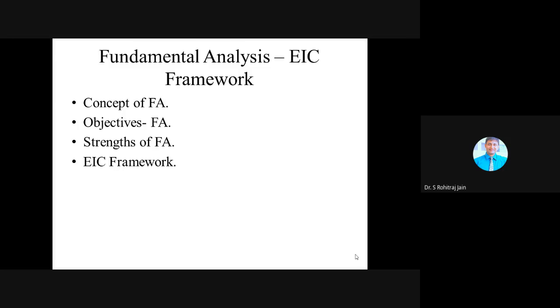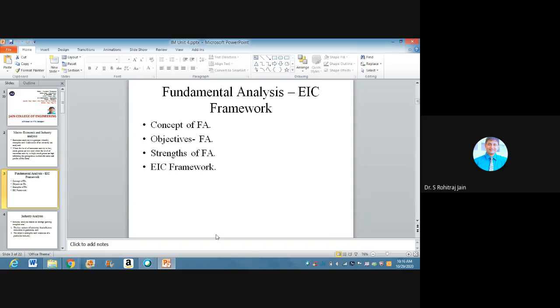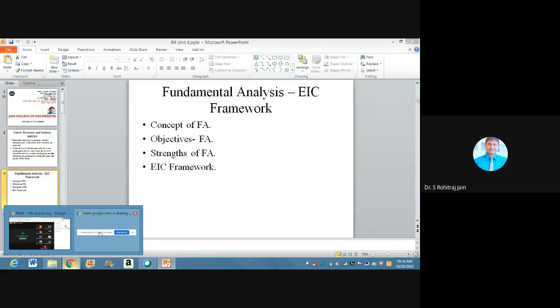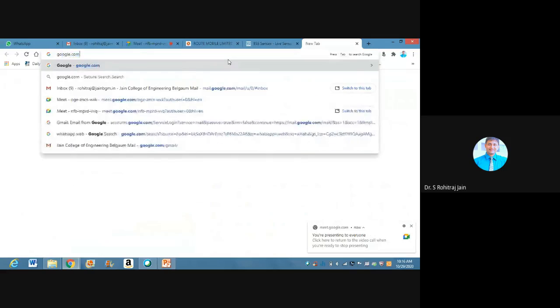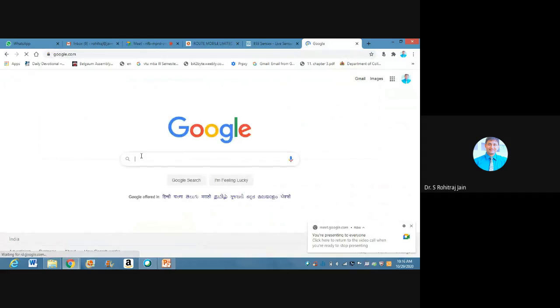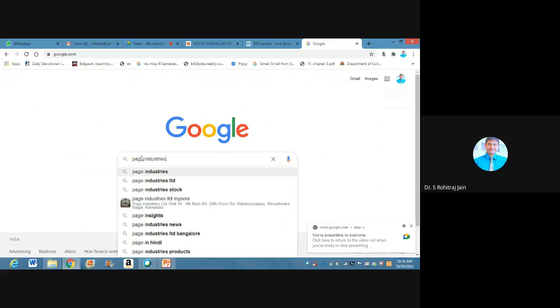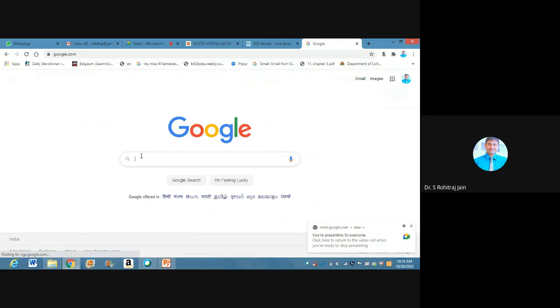Then what are the strengths of fundamental analysis? One, what we discussed in the previous class: hidden gems. I even showed you with an example, right? See, one more example I want to show you. Hidden gems. What do you mean by hidden gems? Let me show you hidden gems now. In 2008, let me take.